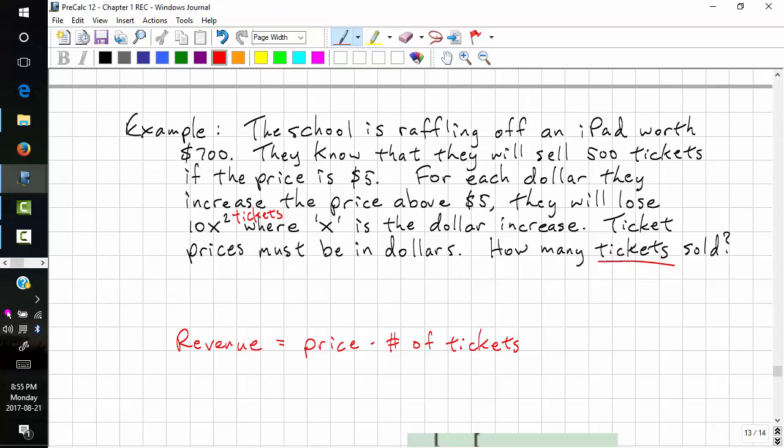Okay, our variable is going to be P. Unfortunately for this problem, it's hard to use tickets as your variable. Everything is described in price. So we need to actually calculate the price and the revenue, and then we'll calculate the number of tickets at the end.